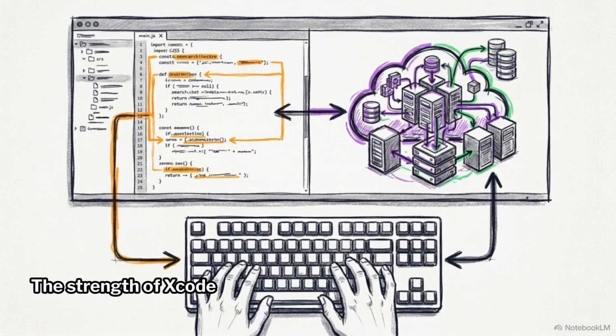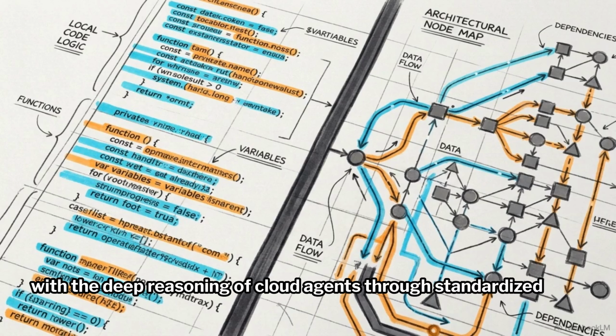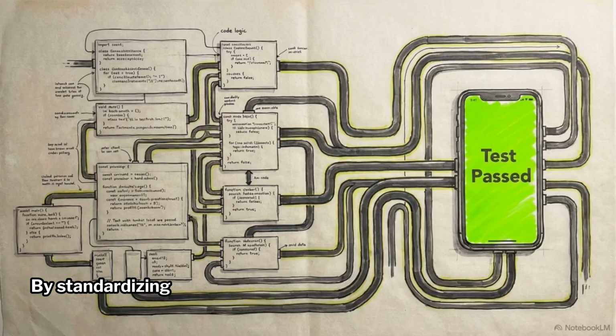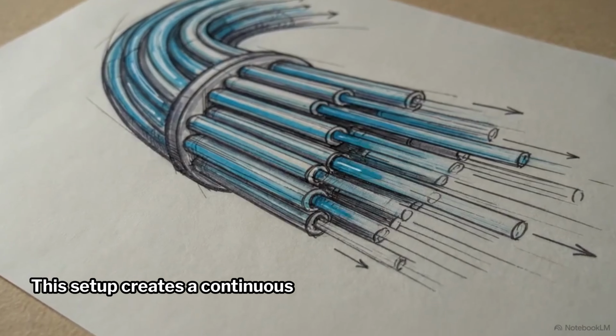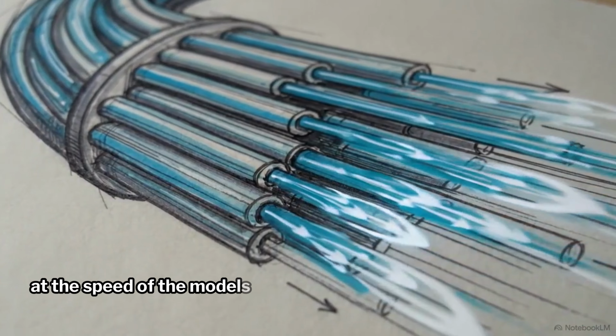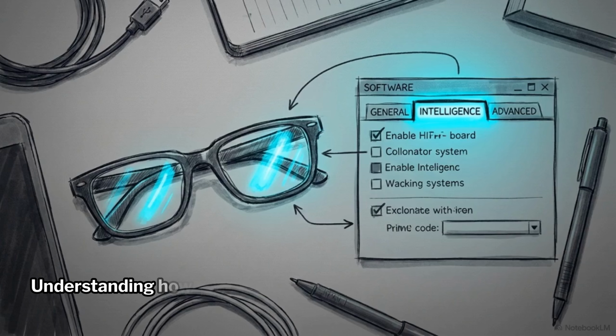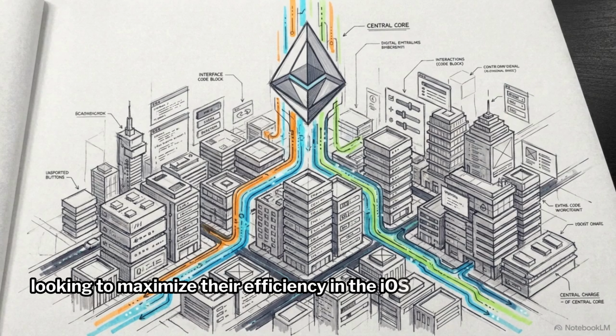The strength of Xcode 27 is found in this handoff. It combines the speed of local silicon with the deep reasoning of cloud agents through standardized protocols. By standardizing how agents communicate with the editor and the toolchain, Apple has linked code generation directly to functional testing. This setup creates a continuous loop where the environment can build and verify software at the speed of the models themselves. Understanding how to configure this dual-tier architecture is now a central skill for developers looking to maximize their efficiency in the iOS ecosystem.